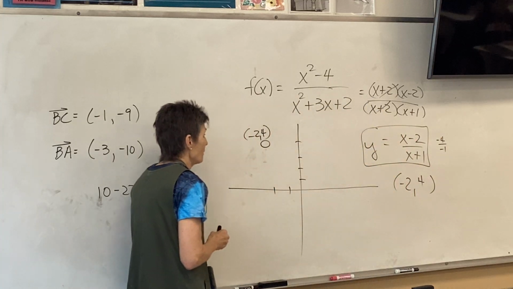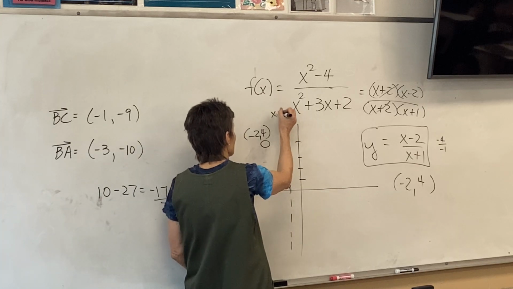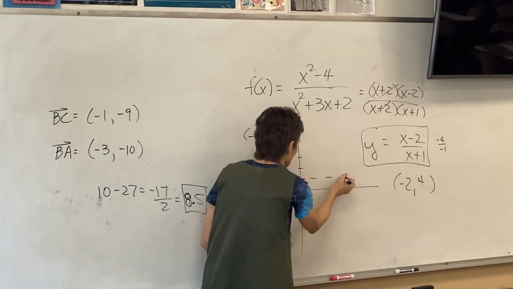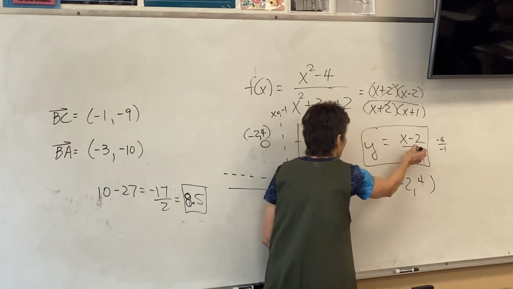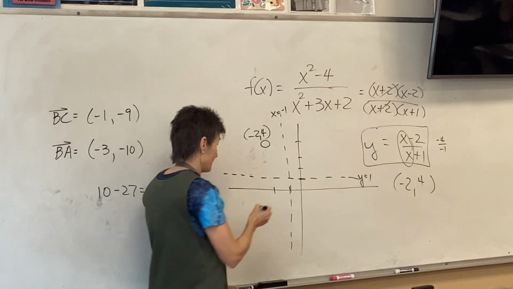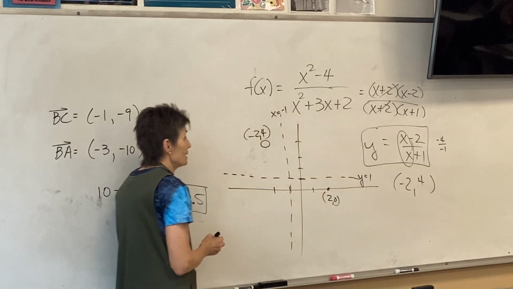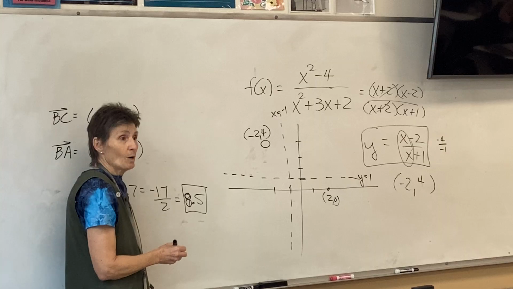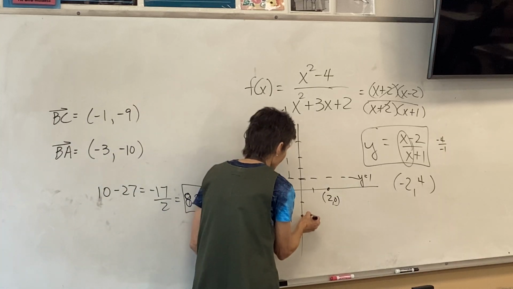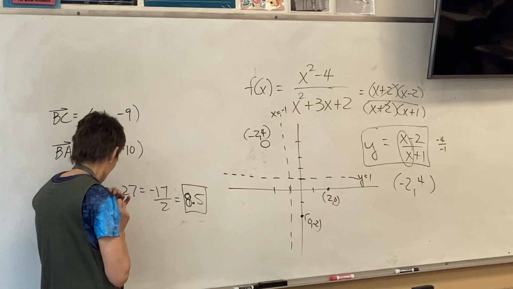So what do we know about that? The vertical asymptote is at x equals negative 1. The horizontal asymptote is at y equals 1. The x-intercept is 2 from the numerator. Put in 0 for x, and y is negative 2. Draw that.